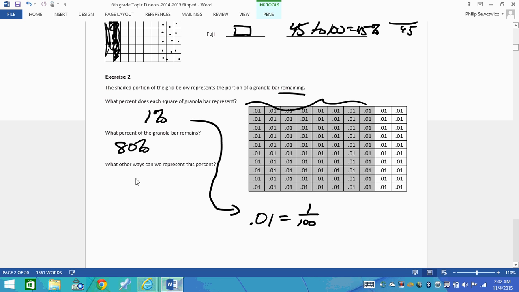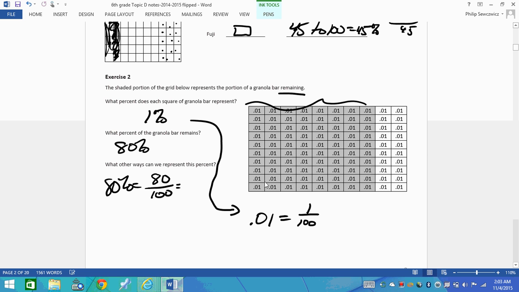So what are other ways we can represent this percent? So 80%, I could represent it as a fraction. How could you write it out as a fraction? Well, what's percent always out of? Percent is always out of, yeah, 100. So I could do that.